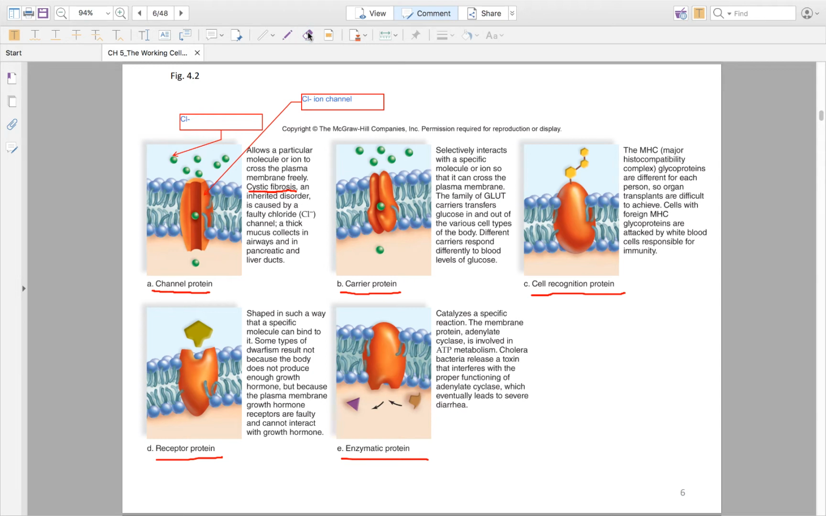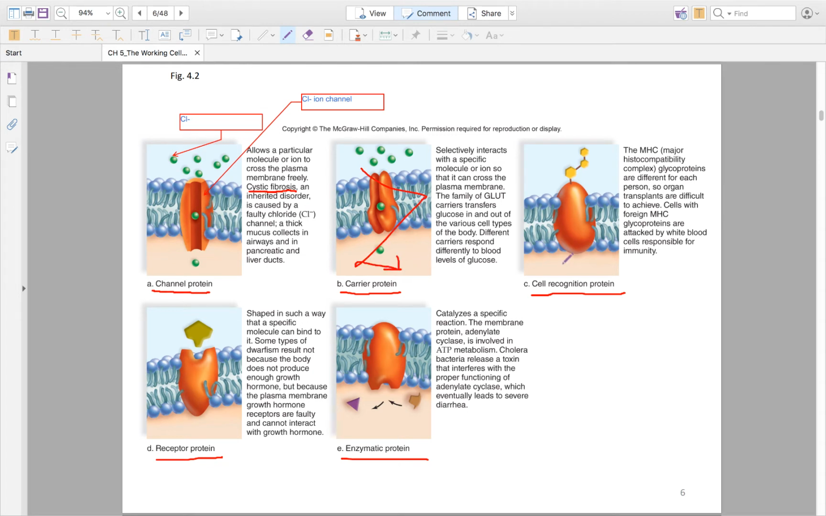If you don't have cystic fibrosis, that's great. And that also means that all of your chloride ion channels are fully functional. Yay. All right. Next is a carrier protein. So if a molecule is too big, like a macromolecule, like glucose, for example, it's going to have to be carried across the membrane by a carrier protein, just like that.